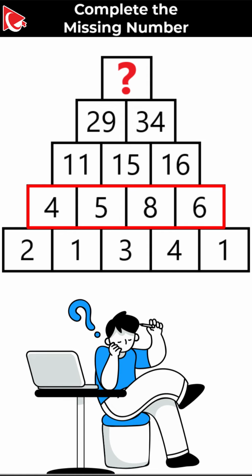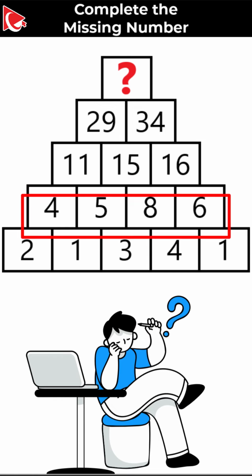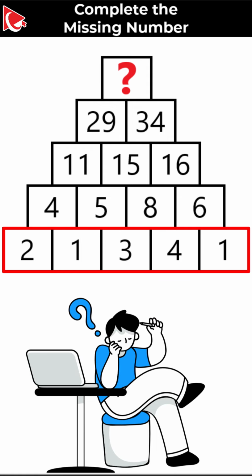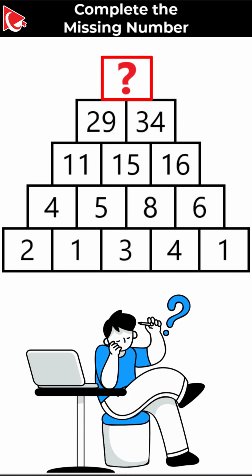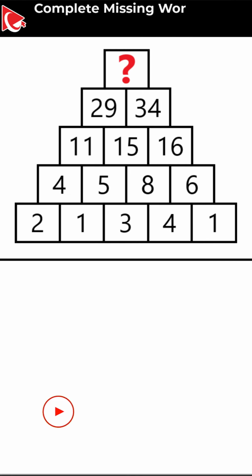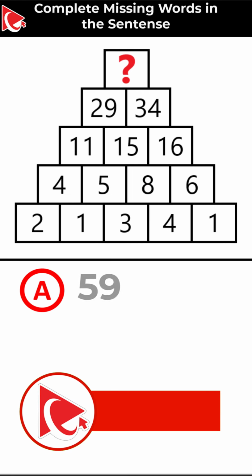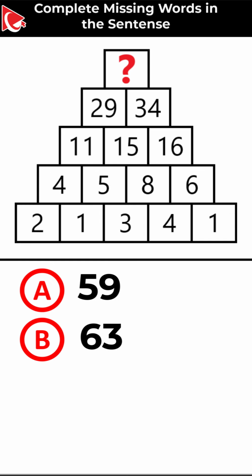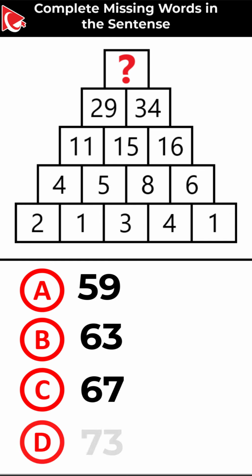Following row has numbers 4, 5, 8, and 6. And then the last row has numbers 2, 1, 3, 4, and 1. You need to calculate the missing number, which is in the top row. And you have 4 different choices. Choice A, 59. Choice B, 63. Choice C, 67. And then choice D, 73.